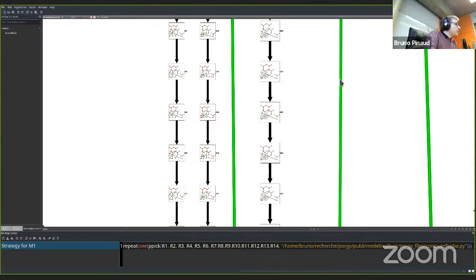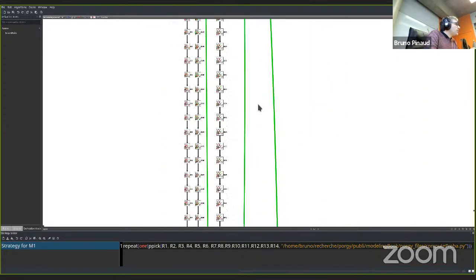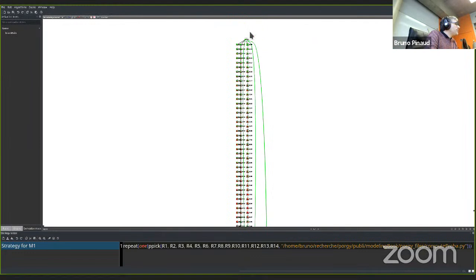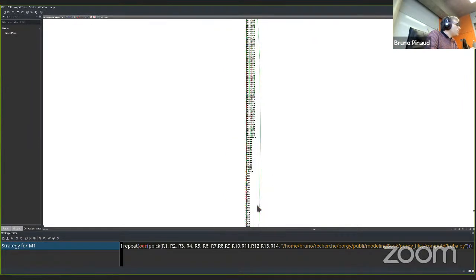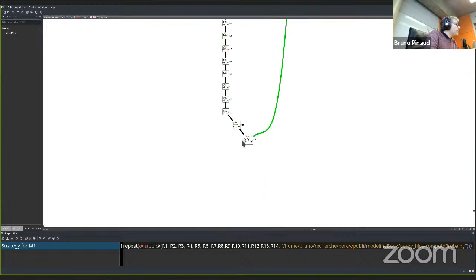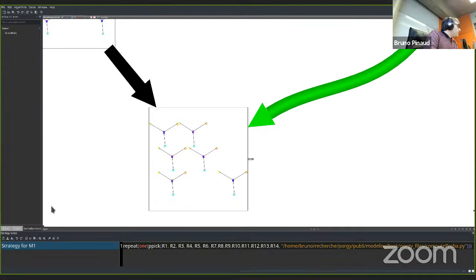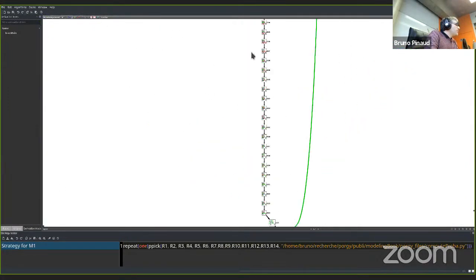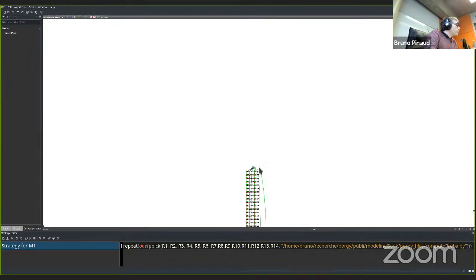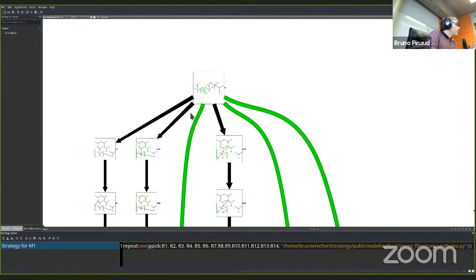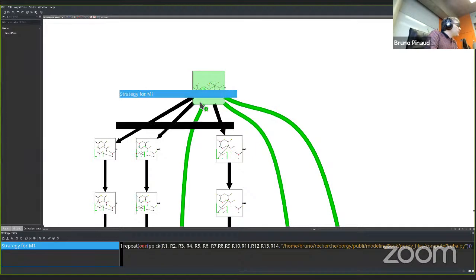And a green edge is the application of a strategy. The source of the green edge is the starting node of the strategy, and of course, the target is the final state of the strategy. To apply a strategy, you can just do drag and drop. I will not apply the strategy right now because it may take a long time. But you take the strategy and release the mouse button, and the strategy will apply.